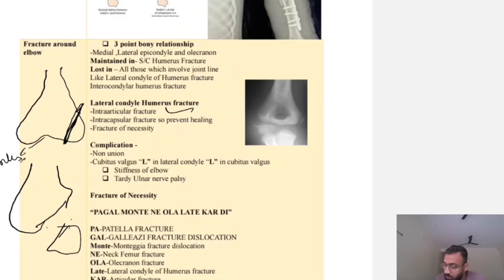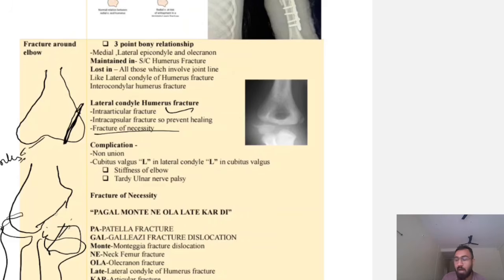Okay. Next is fracture of necessity. What is fracture of necessity? So you can see this is the fracture fragment. This is the radius. No, this is the ulna. This is the ulna, this is the radius. You can see the radius is not articulating with the humerus because of the fracture fragment. So elbow joint movement is restricted because of the lateral condyle of humerus fracture.